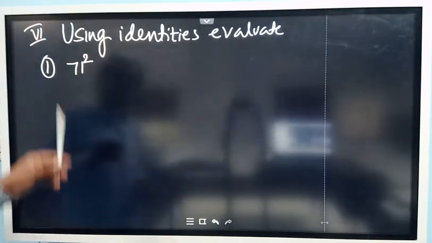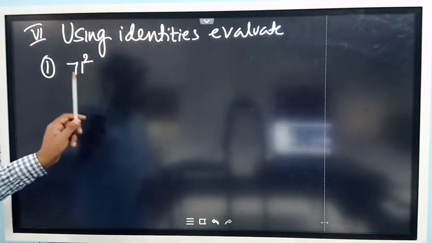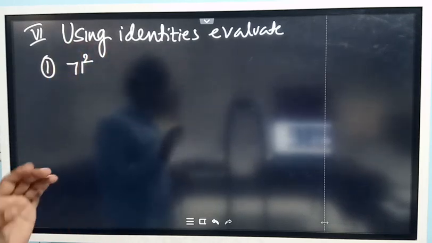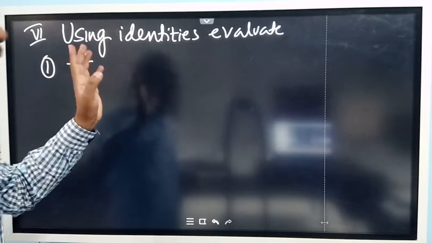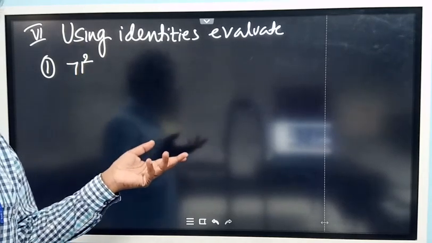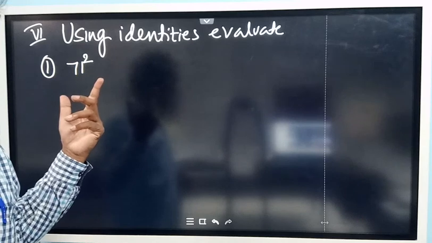Yes, look at this question. You have to use the identities to evaluate this one. 71 square should be evaluated using only the formula that you know: a plus b whole square.